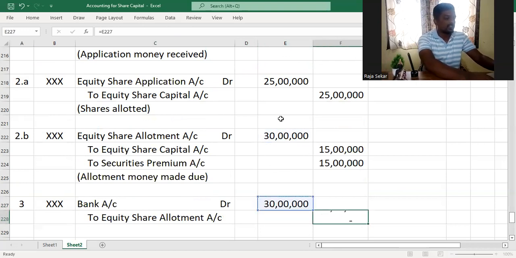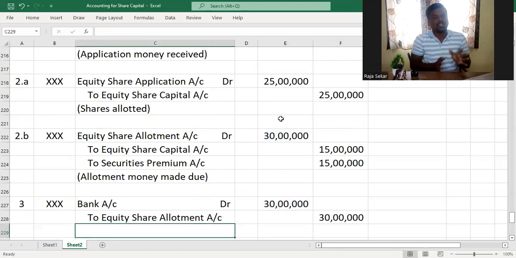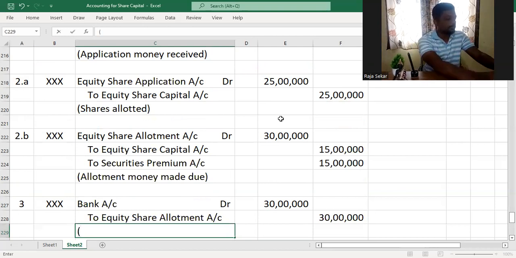You would receive the entire 30 lakhs. Premium being there would not make any difference to the receipt entry. Understood, my dear children? Only when you make due, the premium portion will be credited to securities premium account. Remember that. Allotment money received.